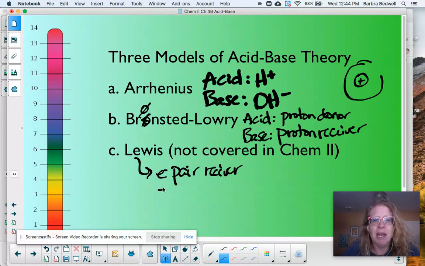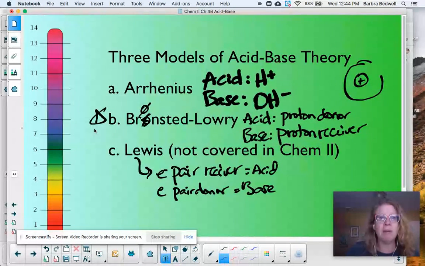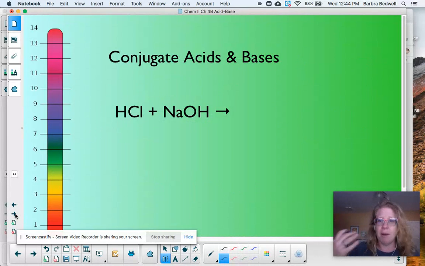R-E-C-E-I-V-E-R, I can't spell. And so this would be an acid, and then an electron pair donor would be a base. So again, there's just a couple of different ways that people have conceptualized what an acid is and what a base is and how these things behave. My whole point in bringing up the Lewis model was not to say, oh my God, here's another thing I have to learn, but just so you know that there are other models out there. So we're really going to be focusing a lot here in Chem 2 on the Bronsted-Lowry model. That's really our basic model, our main model that we use.